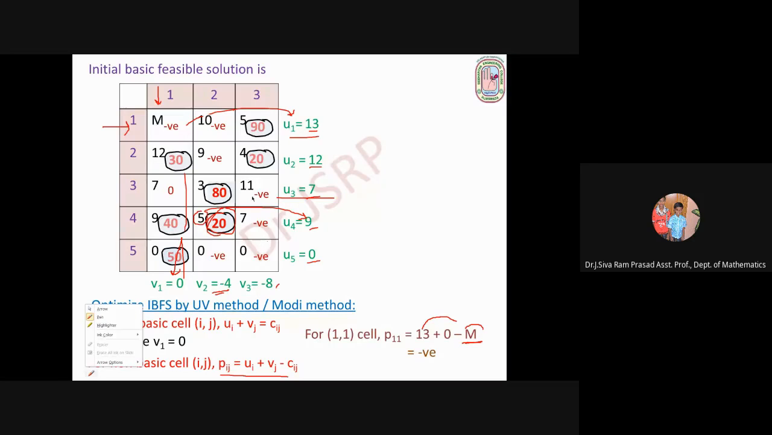Okay, so observe, for all non-basic cells, the penalties Pij are less than or equal to 0. Here this is 0 and all others are negatives. So the optimal condition is all Pij less than or equal to 0.